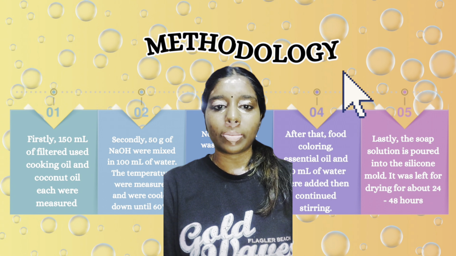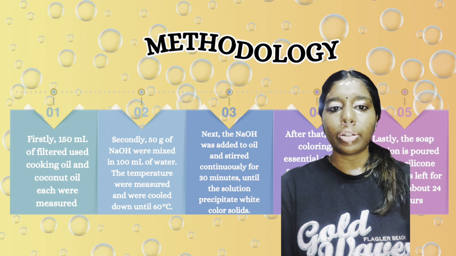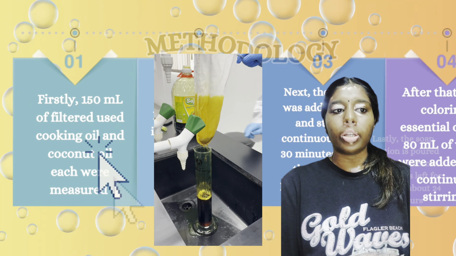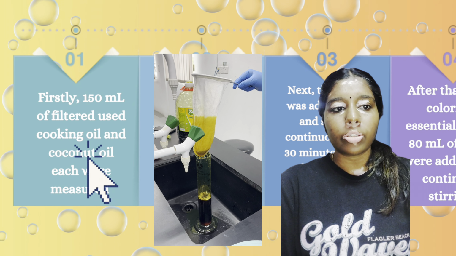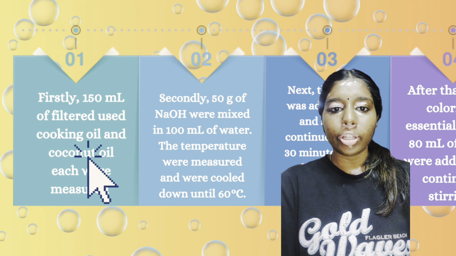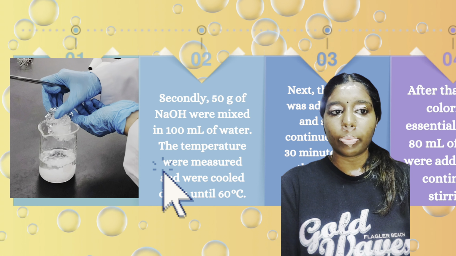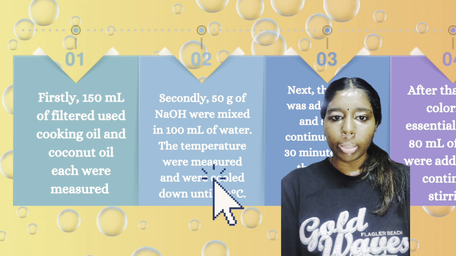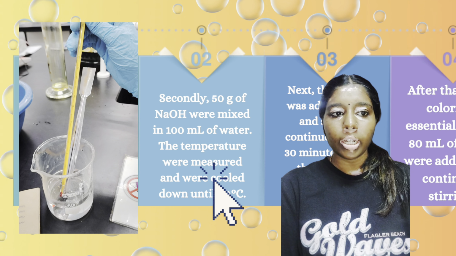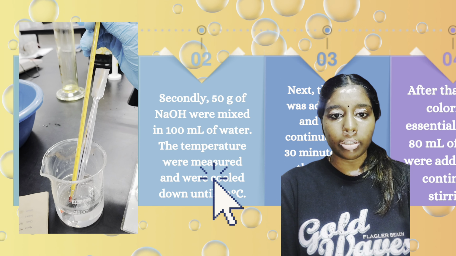So now I'll be explaining the methodology. Firstly, 150 ml of filtered used cooking oil and also coconut oil were each measured. Secondly, 50 gram of sodium hydroxide was mixed in 100 ml of water. The temperature was measured and the mixture was left to cool down until it reached 60 degrees Celsius.